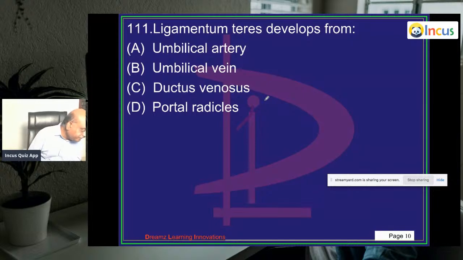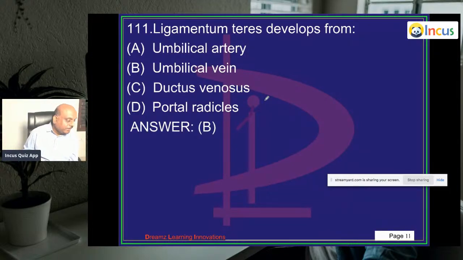Very good. Vaibhav, Mittal, Maggie are betting on C versus A. Okay. Oh no, doctor. Akram also is clean bowled. Ligamentum teres, umbilical vein.